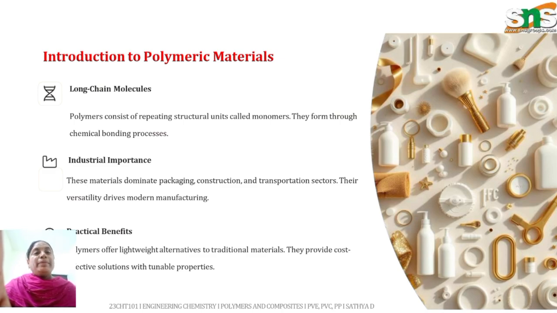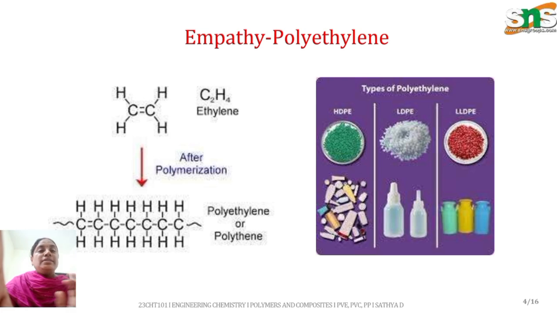A polymeric material means long chain molecules. Polymers consist of a repeating structure, and the repeating unit is called a monomer. Simple molecules are combined together. Here is one example: the ethylene molecule is a simple monomer. It combines together to form a long chain, that means polyethylene. This process is called polymerization. Once the ethylene molecules combine with each other by addition to form a long chain, it is called polyethylene.